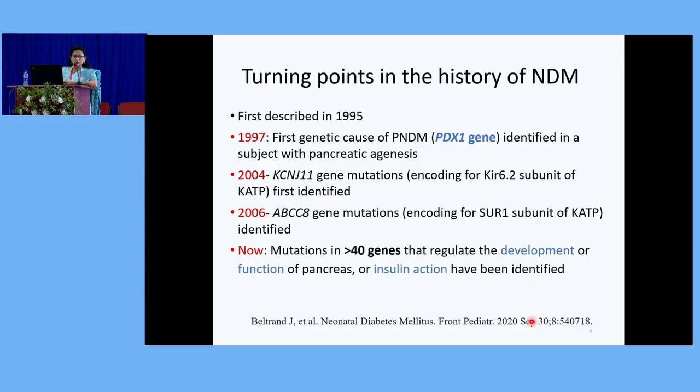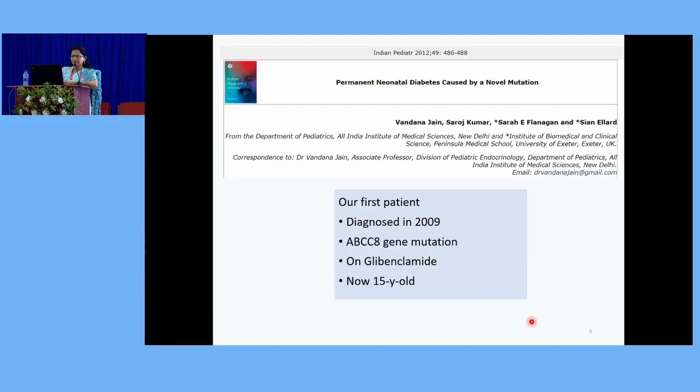The first gene to be identified was the PDX1 gene, which causes pancreatic agenesis, and the KCNJ11 and ABCC8 genes, which code the KIR 6.2 and the SUR1 subunits of the potassium ATP channel. They were identified just about 20 years back. Currently, mutations in more than 40 genes that regulate either the development of the pancreas or the insulin secretion or action have been identified.